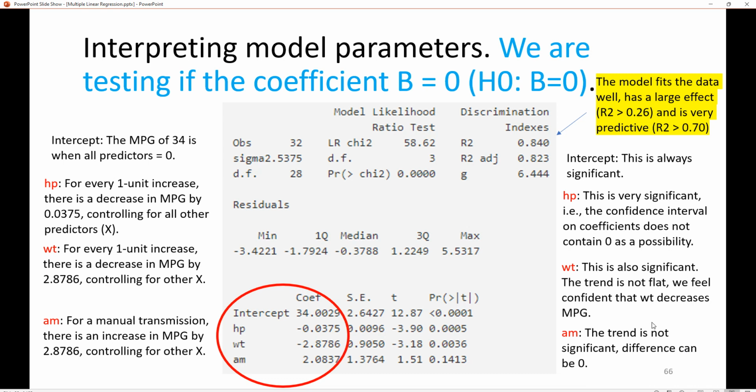And for AM, the automatic or manual transmission, the trend is not significant. That value of 0.1413 is a lot bigger than our cutoff of 0.05. So a difference of 0 can happen between automatic and manual transmissions. In some cases, you'd expect them to have a statistically similar miles per gallon rating.